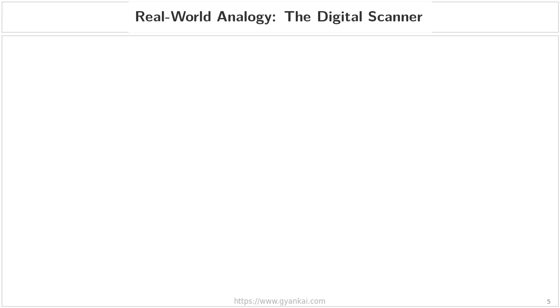Real-world analogy, the digital scanner. Now, I know that thinking about infinitesimal strips and dx can feel a bit abstract and purely mathematical. So, to help you visualize what is actually happening during this process of accumulation, let's step away from the graph for a moment and look at a real-world analogy, a digital flatbed scanner. Think about how a scanner works when you place a photograph on it. The scanner doesn't capture the entire image all at once in a single flash. Instead, it moves a sensor across the page, capturing the image one tiny, thin vertical line at a time.